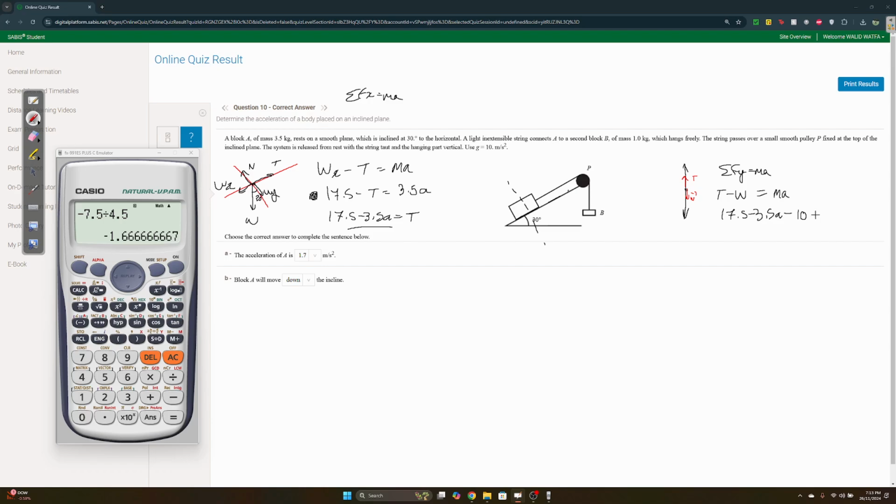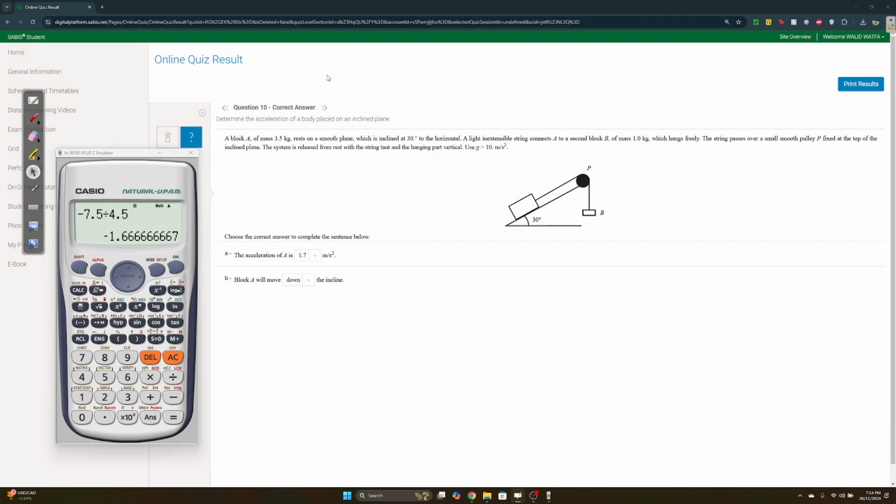So 1 times 10 is 10 equals the mass 1 times a, which again we don't know, we're trying to find, right? So 17.5 minus 10 is 7.5. Take it to the other side, we're going to get 4.5a. And now when you divide, you're going to get positive 1.67, which is the same as 1.7. What direction will you take? We took it to go down the plane.